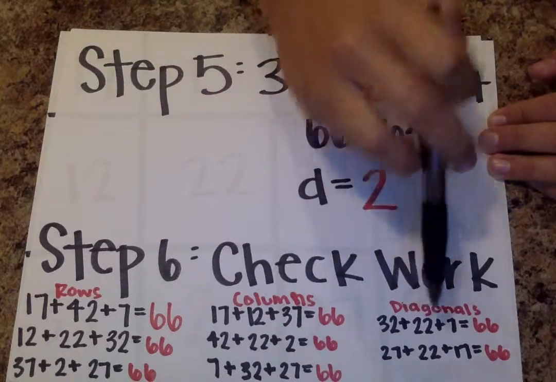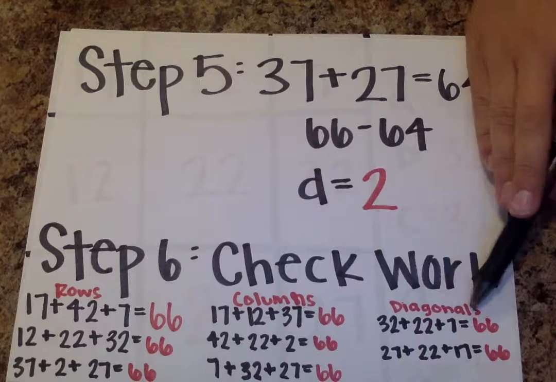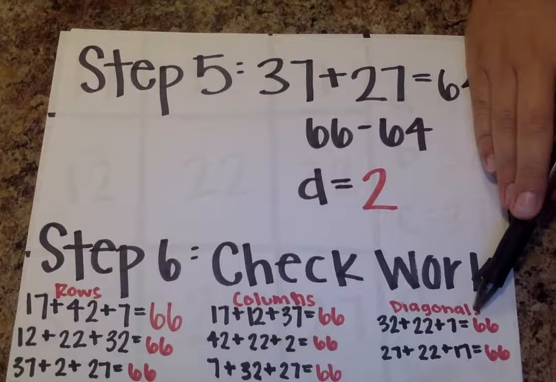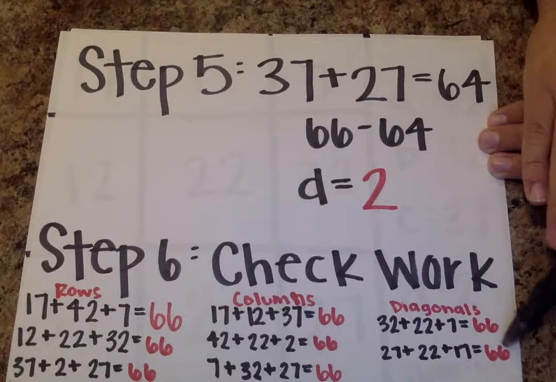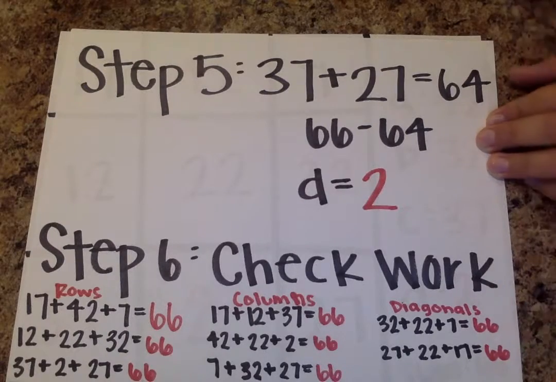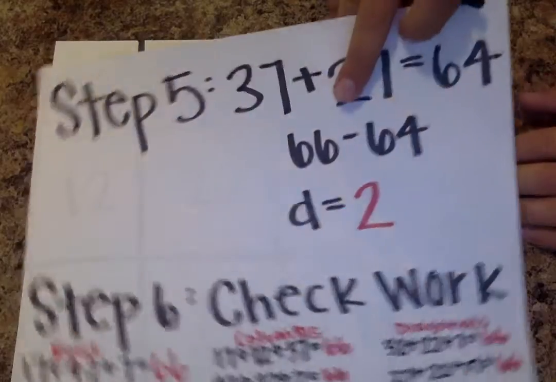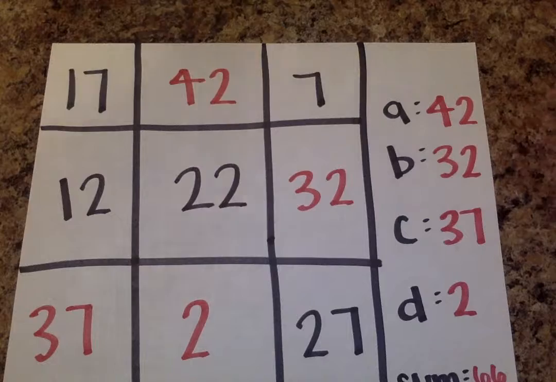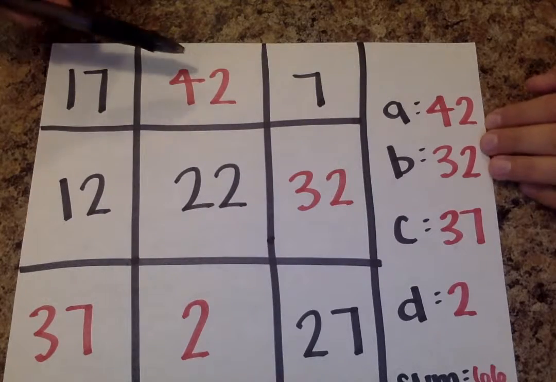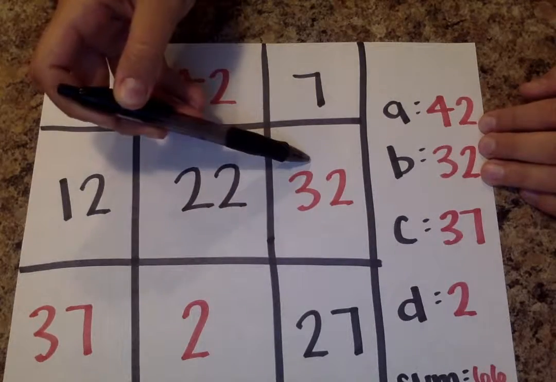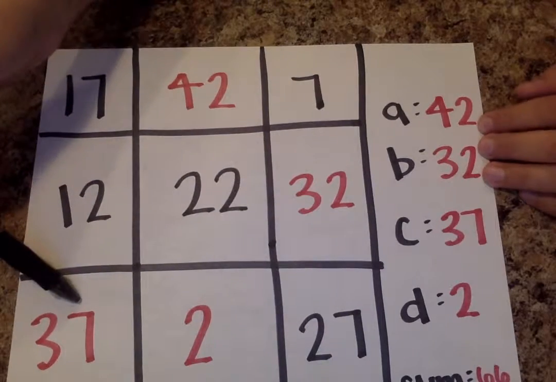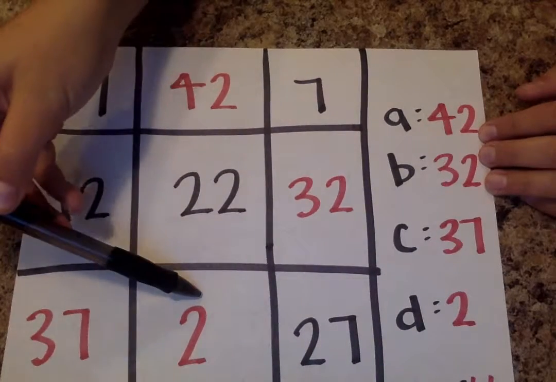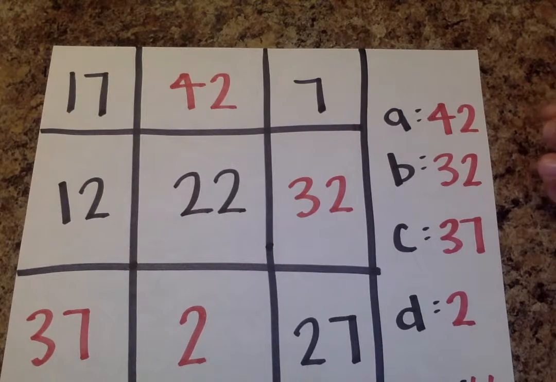And then I went to the diagonals, and this one had the value of C plugged into it, so this one was good. And then this one we already had the values for in the beginning, and that one also equaled 66. So then after you find all those values, you can plug it into the square just to finish your work. So I put 42 in for A, 32 in for B, 37 in for C, and 2 in for D. And that is how you would do number 10.